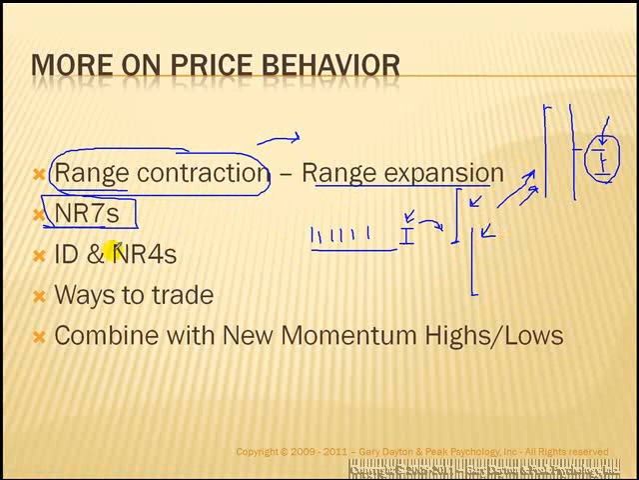Another way to identify these also is when they are an IDNR4. What does that mean? It's an inside day, but the range is narrowed down, and as a measure, it's the narrowest range of the last 3 bars. So if we had another bar in here like this, then this would be an inside day because it's inside the range of the previous bar, and it's the narrowest of the previous 3 bars, this being the 4th bar. So it's an NR4 day. Okay? Everybody got that?